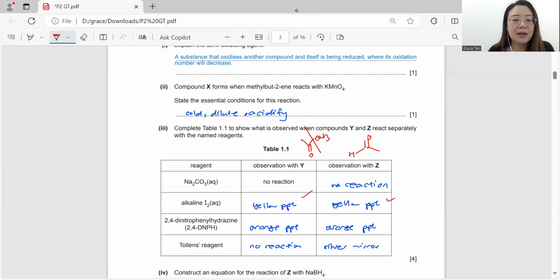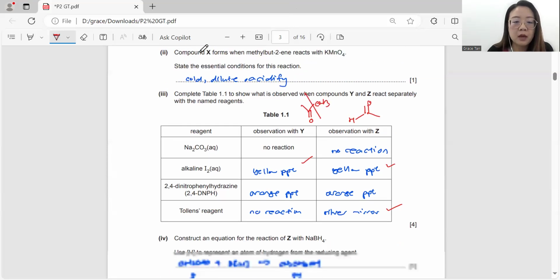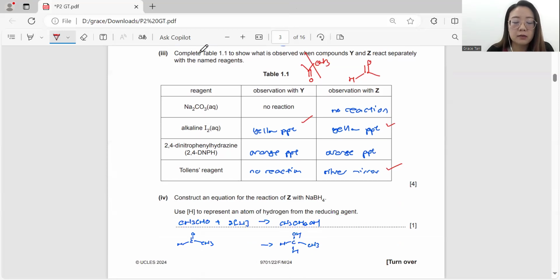Now, 2,4-DNPH will detect both carbonyl compounds, so you can write orange ppt for both. And lastly, Tollens reagent is used to detect for aldehyde, so I'll put silver mirror for the compound Z. Okay, and no reaction for your propanone, which is Y. Construct an equation for the reaction of Z with NaBH4.